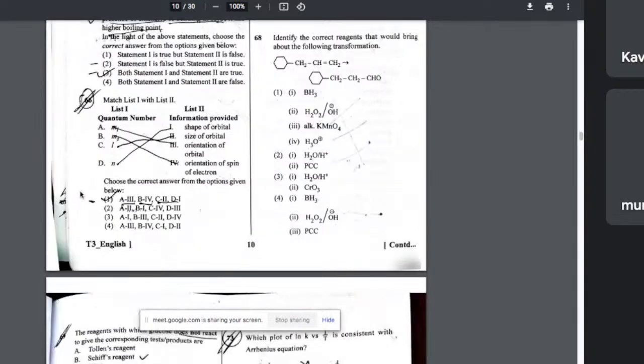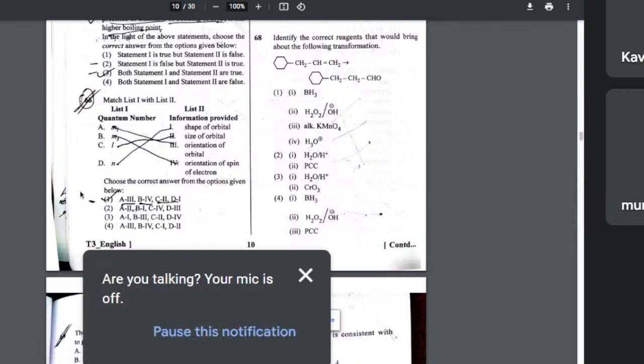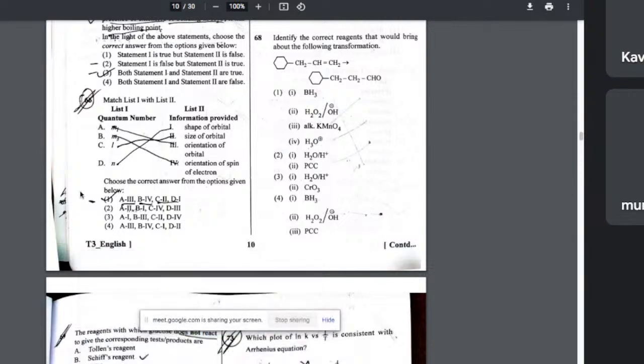Okay. Now question number 66. Match list first with list second. ML gives us the orientation of the orbital. MS gives the orientation of spin of the electron. L gives us the shape of the orbital, N gives us the size of the orbital. So the correct answer is A third, B fourth, C first, D second. So the correct answer is the fourth option.